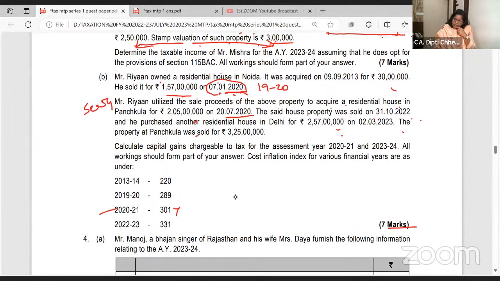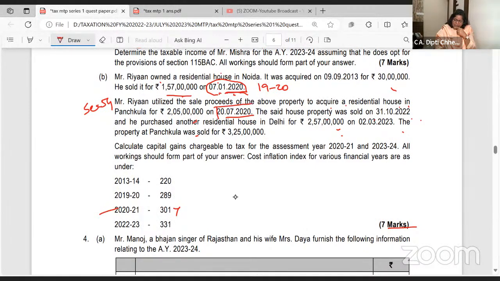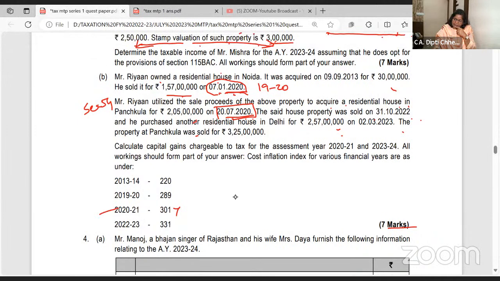Sale proceeds of above property acquired the house in Panchkula ka ghar kharida kab? July 20. Aur sale kab kiya? October 22. July 22. Above 2 years. So ye long term hoga? Haan. Students have taken it short term. You know why? Because this is generally heard and taught in classes. Whenever exemption is revoked, it is short term. Except bonds and all. Wo long term to rehte hain.